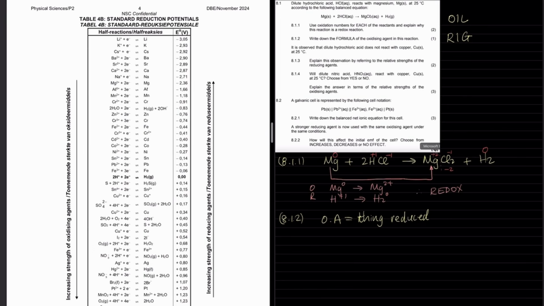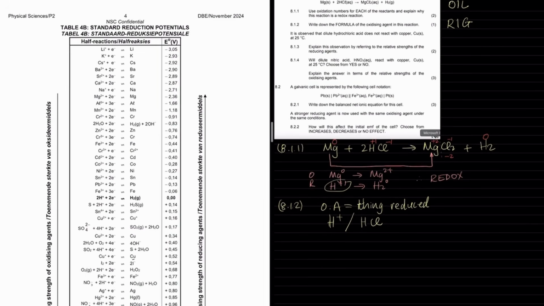So remember, if you gain electrons, since an electron is negatively charged, you are becoming more negative, right? So you can clearly see that the hydrogen went from 1 to 0, it became more negative, and so the H plus is the oxidizing agent. So we can write here H plus, or you could write the HCl. Doesn't matter, serves the purpose.